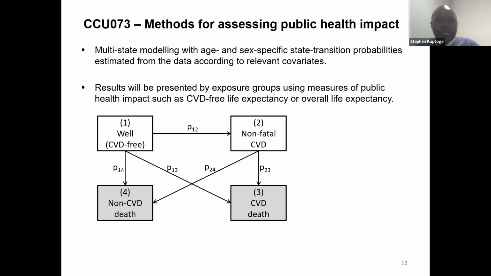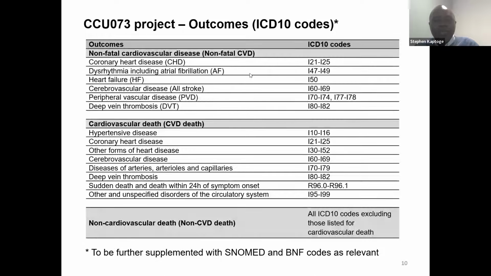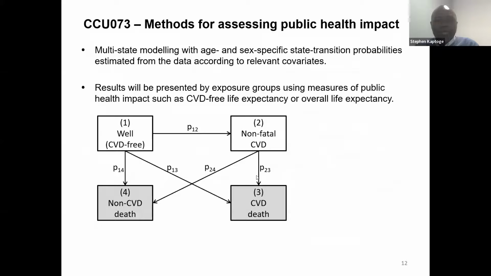And then just to give you an idea of what we mean in terms of public health modeling, we will look at multi-state transition models with 4 states. Initially we look at people who are CVD-free in state 1, or they could have a non-fatal CVD, which is the non-fatal outcomes in that table I'd shown you. Or they could die from CVD, which is state 3, or they could die from non-CVD death.